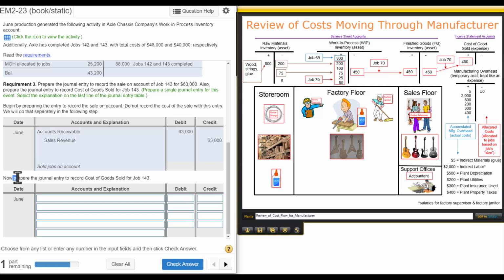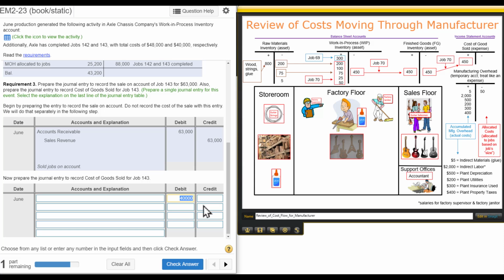And almost done. Now prepare the journal entry to record cost of goods sold. So for this job 143, how much did it cost? Well, it tells you up here. The 142 and 143 cost 48 and then 40,000 respectively. So 143 was 40,000. So that's how much it cost us. Because remember, that's how much we took out of work in process and put in finished goods. And then when we sell it, we're going to take it out of finished goods and it's going to go into cost of goods sold. So I'm going to put 40,000 here. Again, I get that from up here.